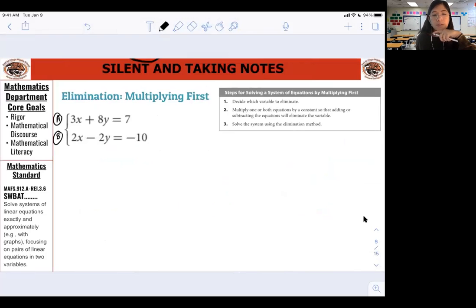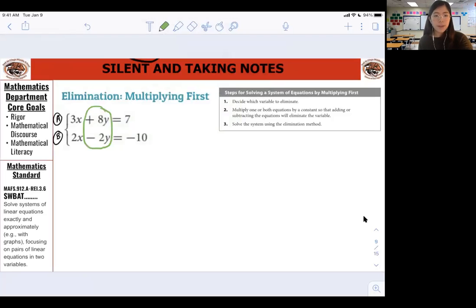So the first thing you always want to do is decide which variable you want to eliminate. Do we want to eliminate the x's or do we want to eliminate the y's? What do you guys think? The y's. The y's sound good to me. If you wanted to eliminate the y's, you would want these to be opposites, right?